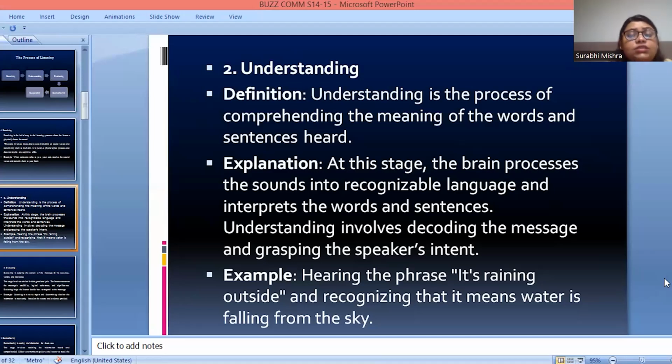So what does this mean? When the message is being sent to the receiver, what does the receiver do? The receiver decodes the message. That person tries to understand it the way it has been made. So, hearing the phrase "it's raining outside" and recognizing that it means water is falling from the sky, right? So what you are doing, you are decoding it. You are understanding the message.